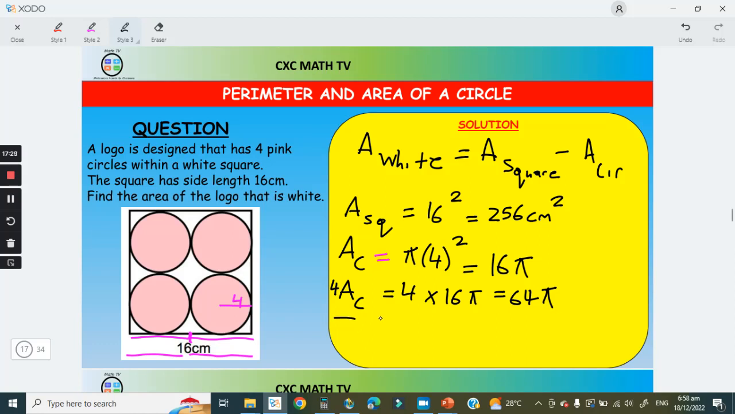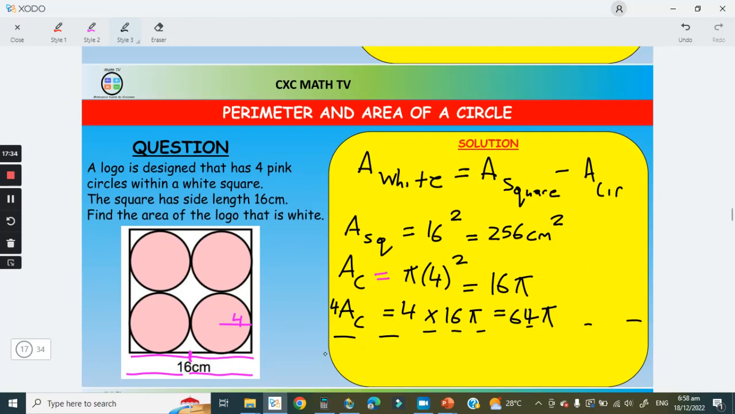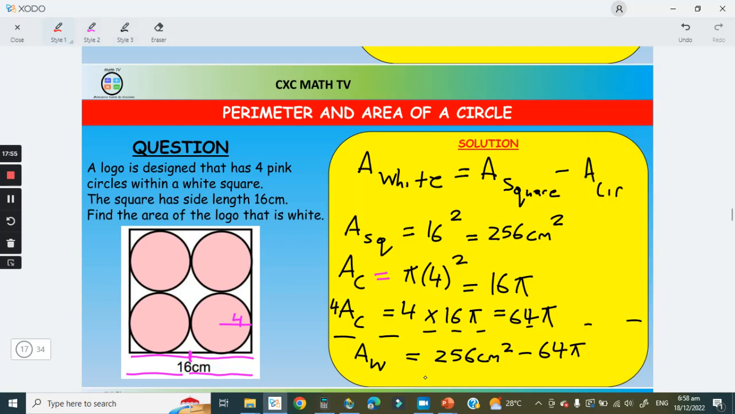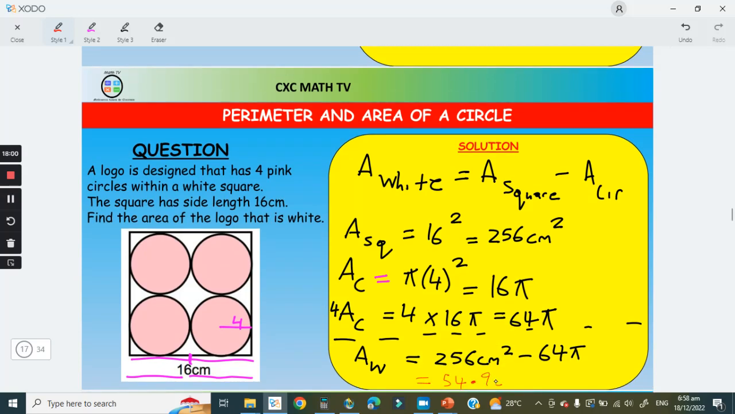So now we can go back to the formula and write down the area in white. The area that we want, the area in white, is equal to 256 centimeters squared minus 64 pi. You put that into your calculator: 256 minus 64 times pi. And we get 54.9 centimeters squared. That's it. Nice.